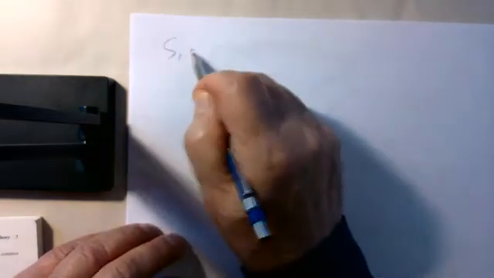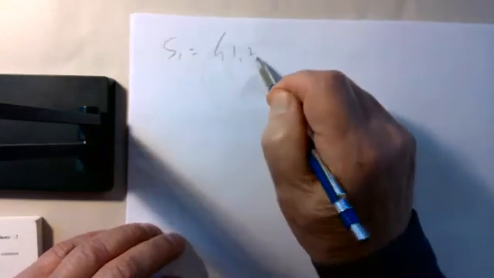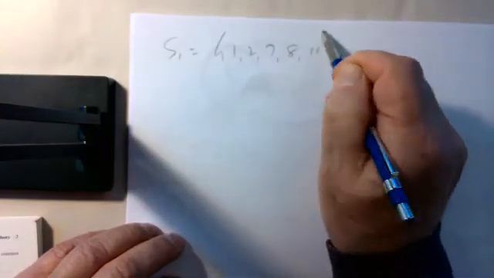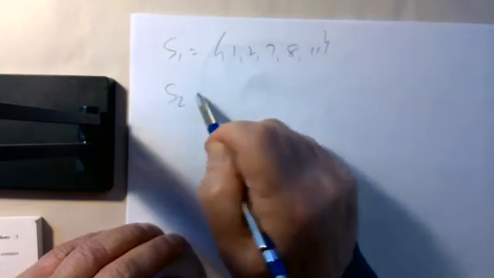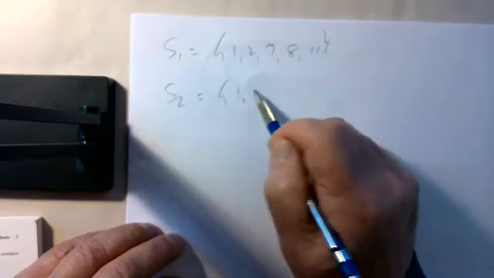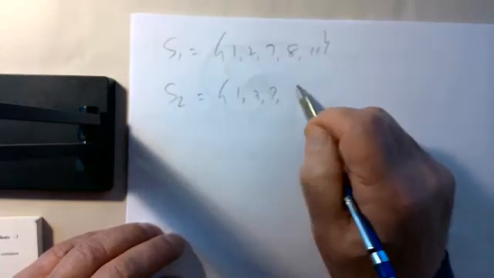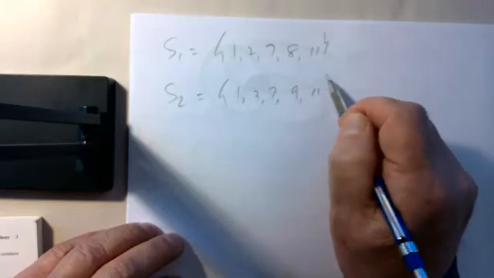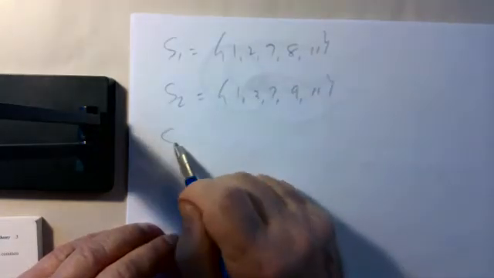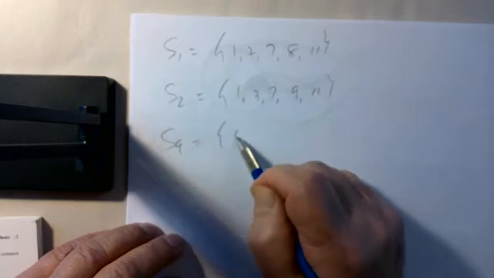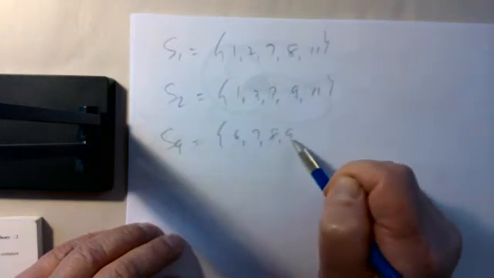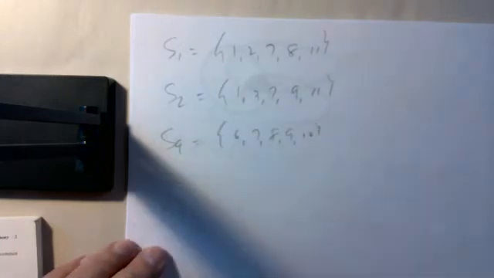So let's look at an example, have some fun here. Suppose I let S1 be 1, 2, 7, 8, 11. And S2 be 1, 3, 7, 9, 11. And S3 be 6, 7, 8, 9, 10.